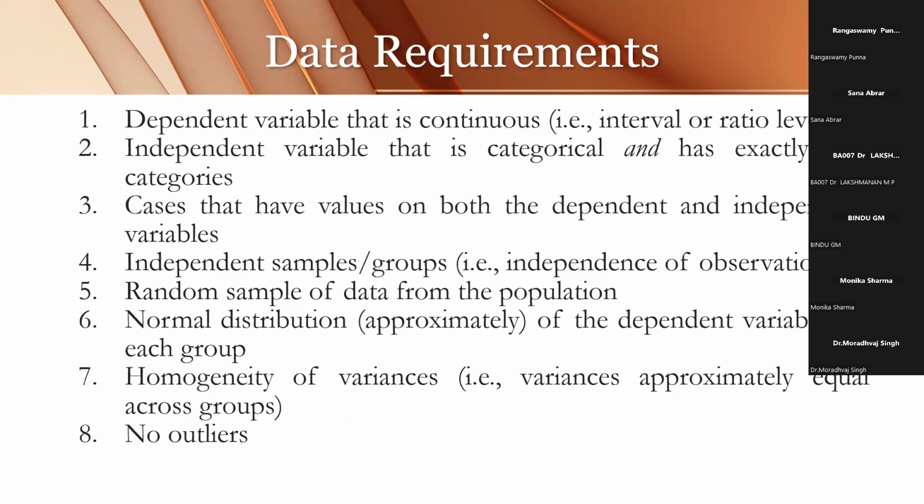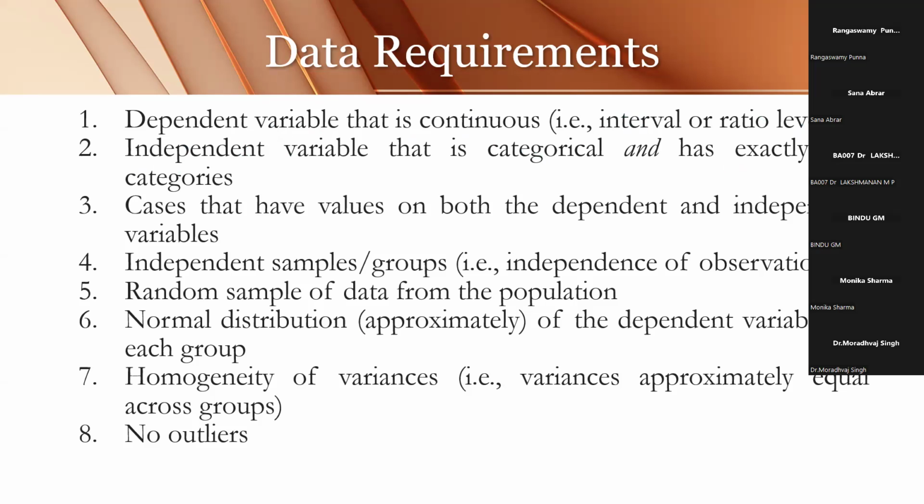Now, when it comes to the data requirements and assumptions, as I mentioned, we need one dependent variable and one independent variable. One also needs to ensure that the dependent variable must be continuous, either interval data or ratio data. Basically, it is metric or quantitative data. Whereas the independent variable must be categorical data, and it must consist of only two categories.